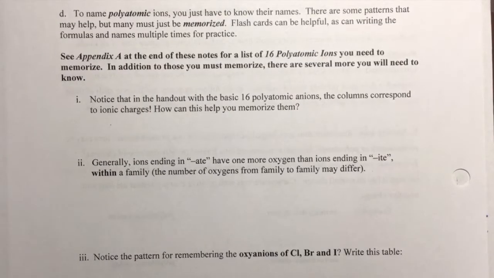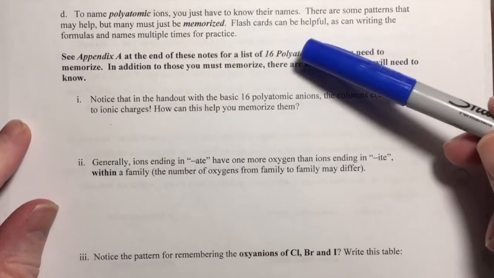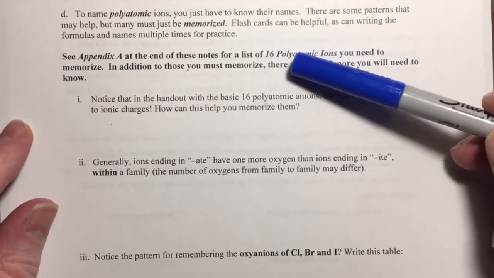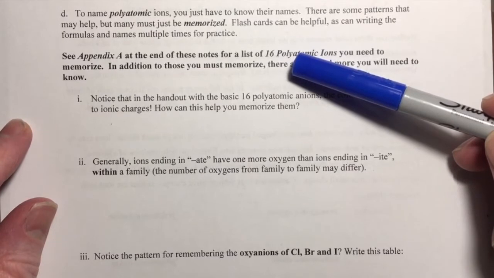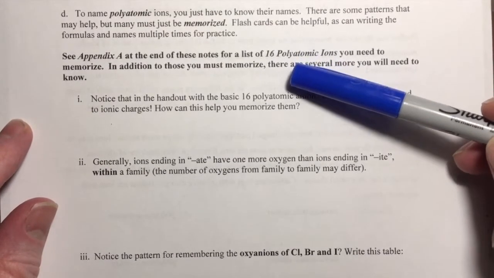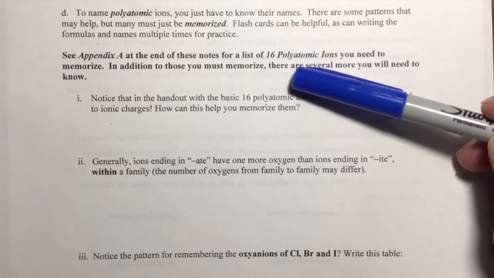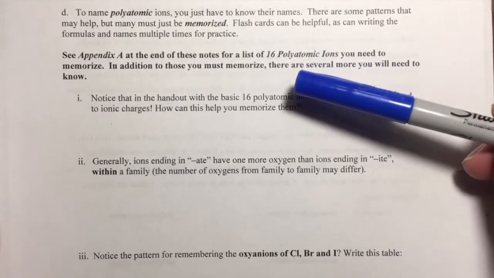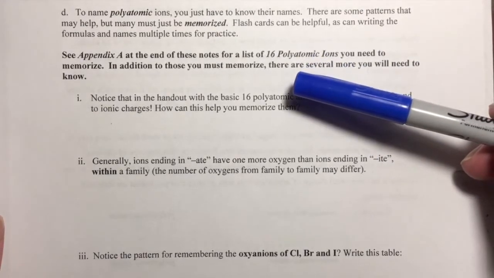Hi students, in this video we're going to expand our list of polyatomic ions from the basic 16, the fundamental list of 16, to the 34 polyatomic ions that you need to know for this class. There are going to be important and industrially significant polyatomic ions that are not on the list of 34, but we just have to draw the line somewhere.